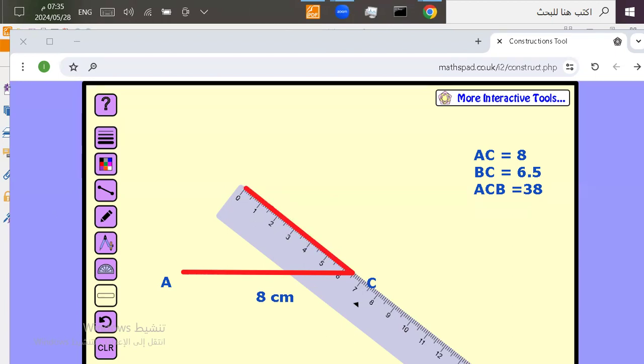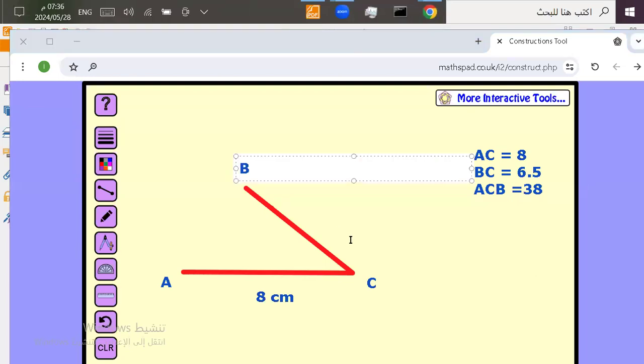Now we remove the ruler like this, and we label the line. This is point B. And as we said, BC will be 6.5 centimeters. Now, after doing this, I'm just going to connect A and B like this with a line. And this is the idea of drawing the triangle accurately using the compass and the ruler. And this is how you answer a question like this. Now, let's move on to the next question.